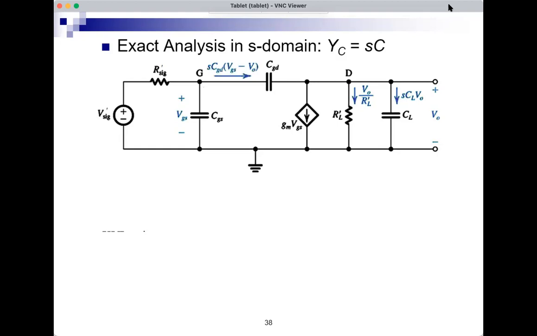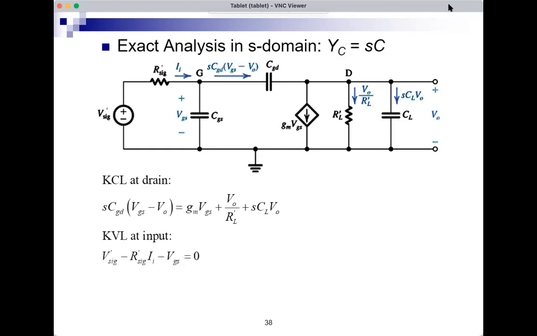And now with these currents, I can write a KCL at the drain. The current in CGD is equal to the sum of the currents in the controlled source GMVGS, in R prime L, and in CL. Okay, so this is the first equation. Another equation we can write, we can do a KVL at the input. So V prime sig minus R prime sig II minus VGS equals 0.